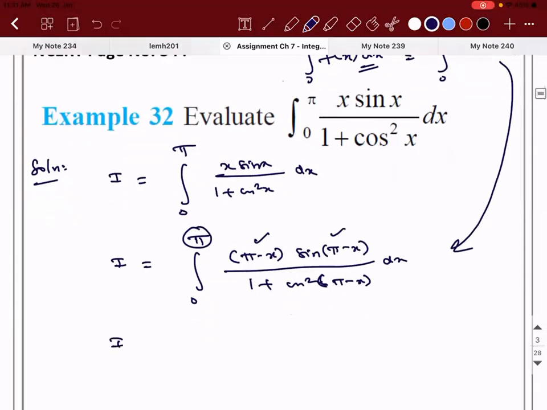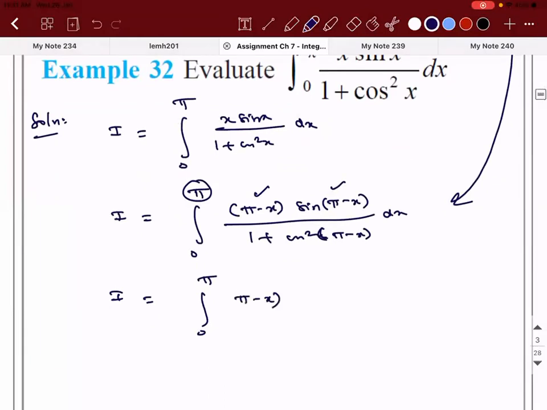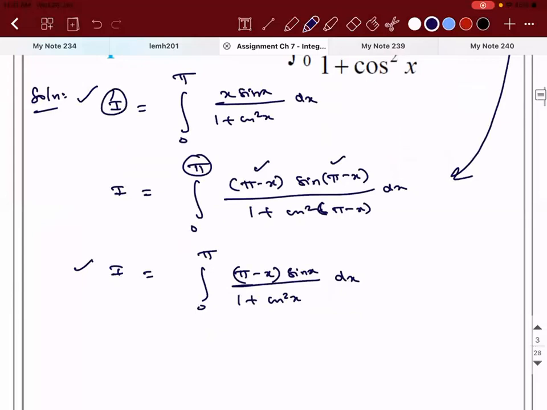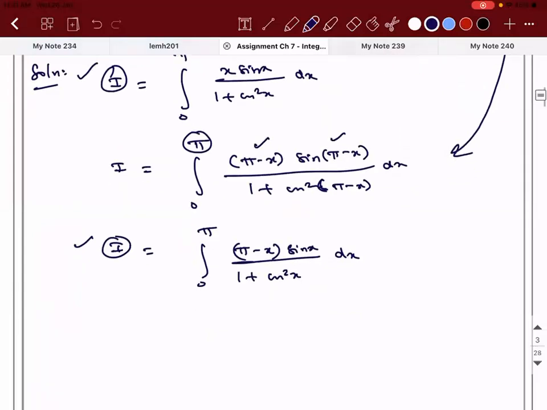So this will give me I is equal to the integral of 0 to pi of pi minus x into sin x divided by 1 plus cos square x dx. So this is one value, and there's another value. If I add both, then I'll get 2I is equal to the integral of 0 to pi. I'll get pi times sin x divided by 1 plus cos square x dx.